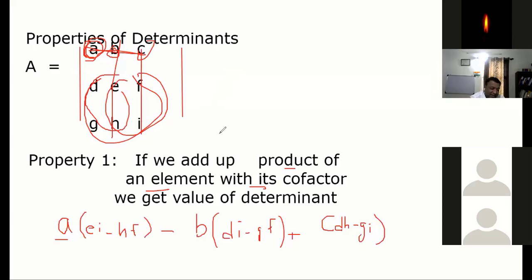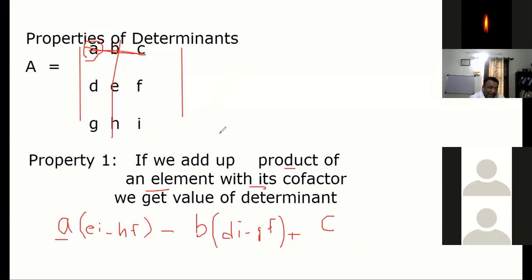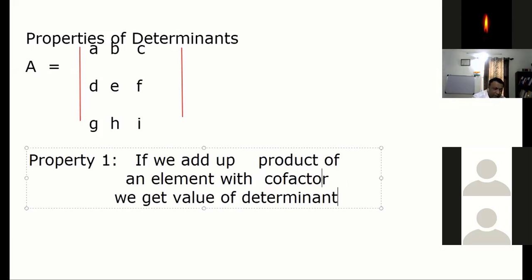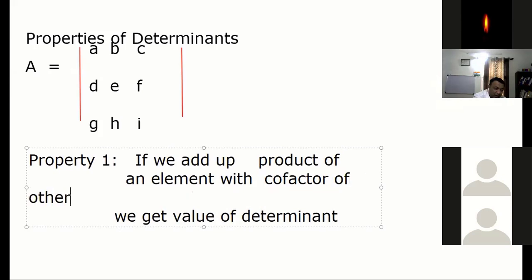Second property is very, very interesting. If you add up, it is similar to property 1, but if you add up the product of an element of one row and the cofactor of some other row, then the value is 0. If we add up the product of an element with the cofactor of another row or column, I'll explain.